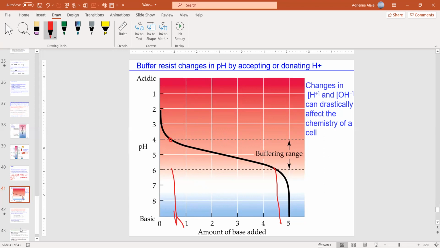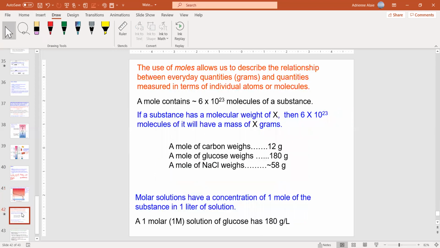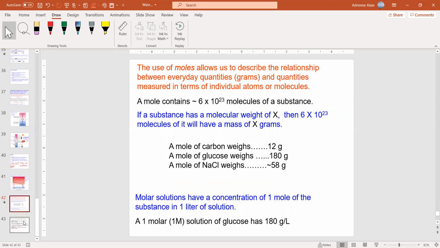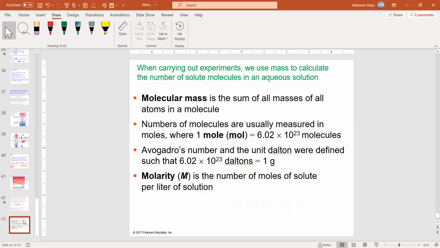Okay, so I promised you that I would show you just the two things: my description of moles, so you can stop the slide and read, and your book's description of moles.